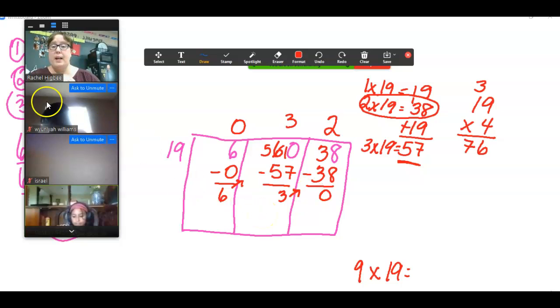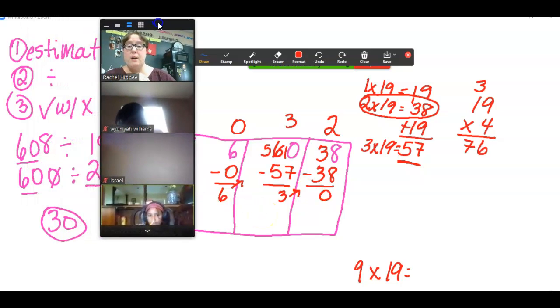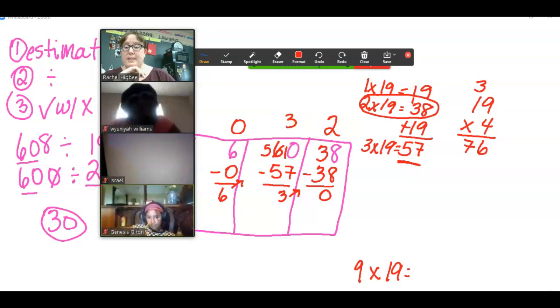So let's think about that for a second, about our quotient and our estimate. Look at our quotient. Our quotient is 32, and our estimate is 30. Are those close? They're super close, aren't they? I honestly probably couldn't get any closer if I tried.